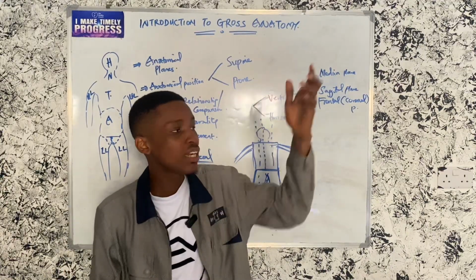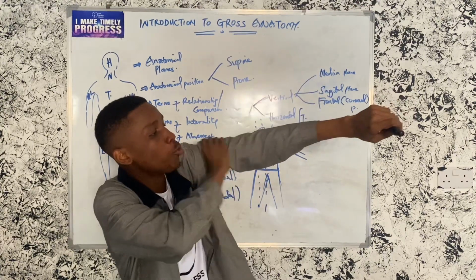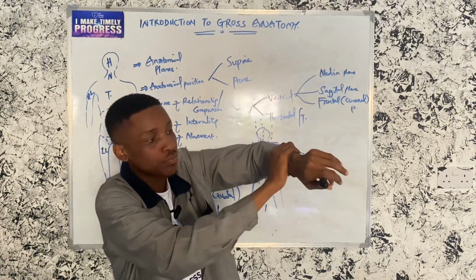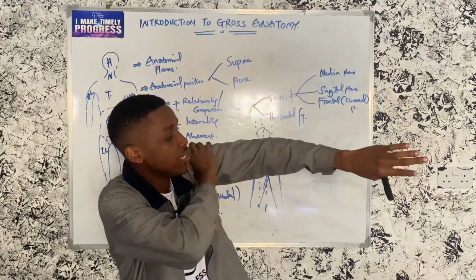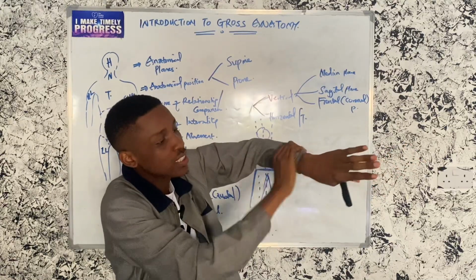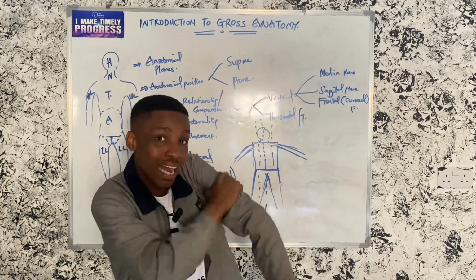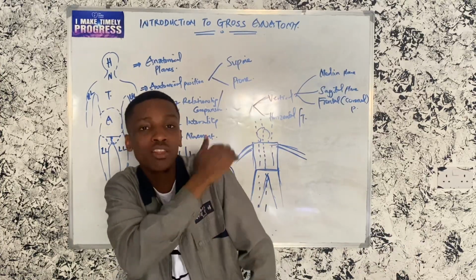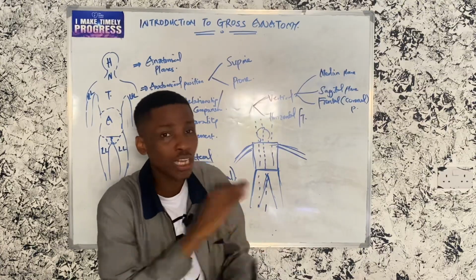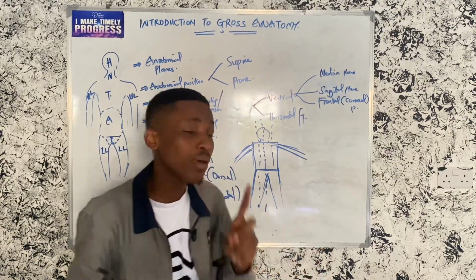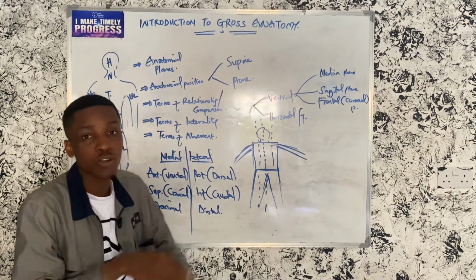So if I'm using my upper limb, for example, the arm will be proximal to the forearm. Forgive me if you don't know what that means. This is proximal to this. This is proximal to this. At the same time, if I'm dealing with the arm alone, this part of the arm is proximal to this part. So that's what we mean by proximality.